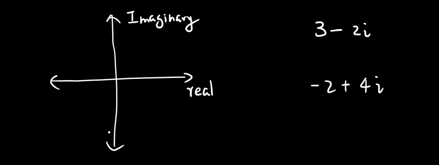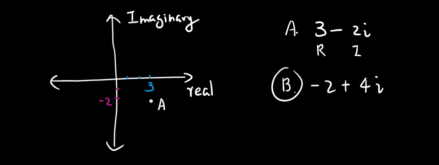Therefore, if I want to graph this point, point A is 3 minus 2i. This is real, this is imaginary. So for 3, I'm going to 1, 2, 3. This is 3. Negative 2i, I'm going to negative 1, negative 2, negative 2i. And then I will plot the point, and I call it A, all done. Go ahead and see if you can plot point B.